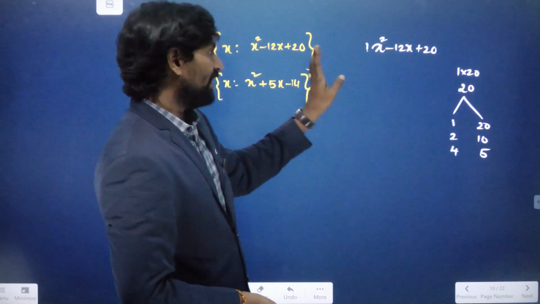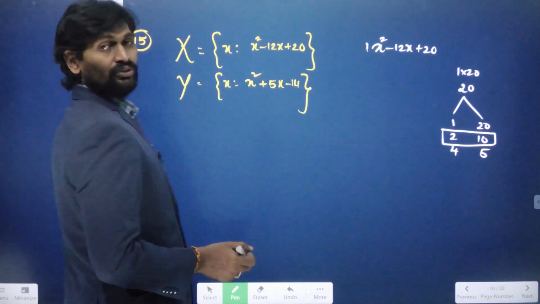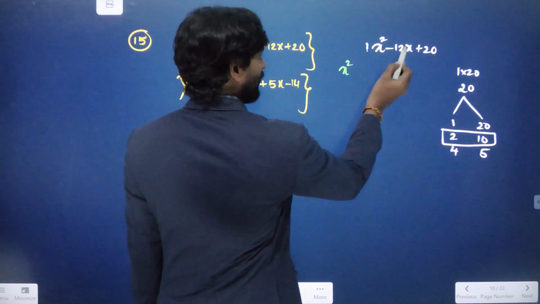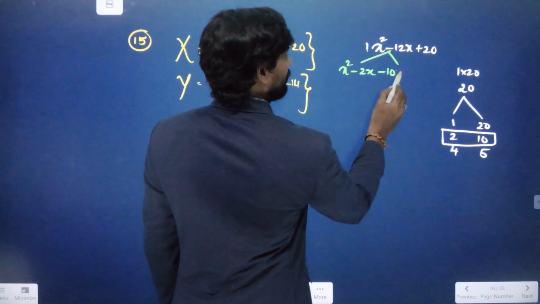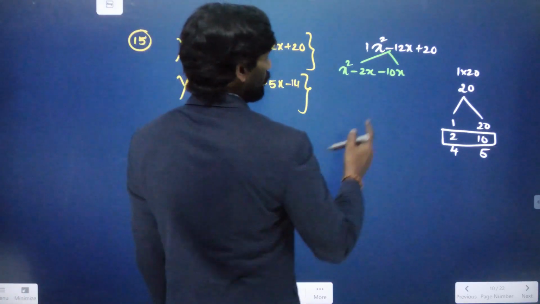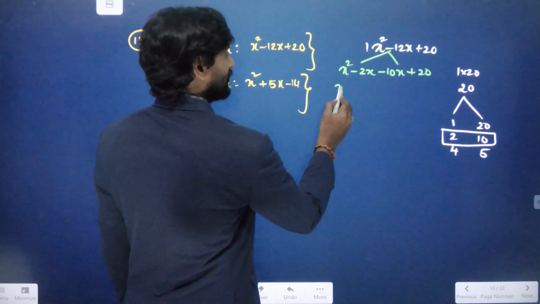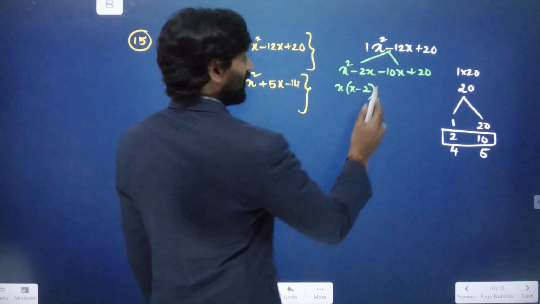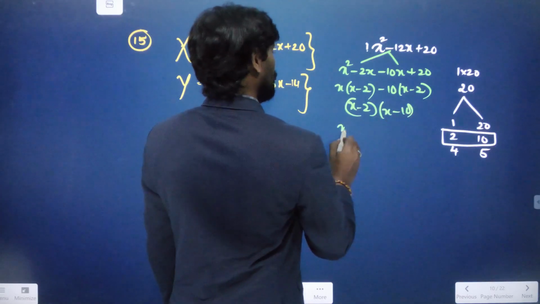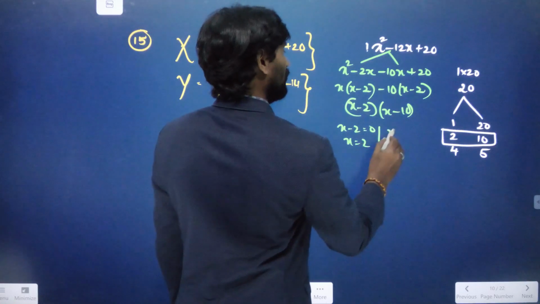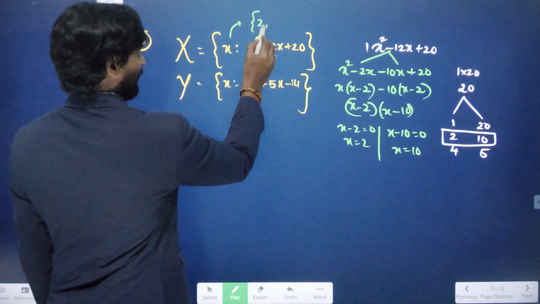We are taking only the factors. Now the addition will be 12. The second pair, 2 plus 10, gives 12. For getting 12, we should use 2 and 10. So the 12x we are splitting as minus 2x minus 10x, because both are negatives; negative into negative is positive, 2 times 10 gives 20. When you add, minus 12x, you will get plus 20. From the first two terms, we can take x common, x minus 2. From the last two terms, 10 common, x minus 2. Therefore, x minus 2 into x minus 10. So x minus 2 equal to 0, x is equal to 2. Now x minus 10 equal to 0, x is equal to 10. Therefore, the elements are 2 and 10.